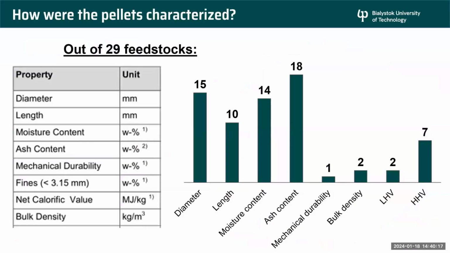As I showed in a table about the pellet properties at the very beginning of this presentation, I copied some of these requirements also to this slide. And what I need to say from the literature scan: out of 29 feedstocks that were described in 22 papers, just 18 of them had the ash content described, just 10 of them had the length, and just for 15 cases we knew the diameter. So these are very critical parameters to understand what kind of feedstock we are using for pyrolysis.